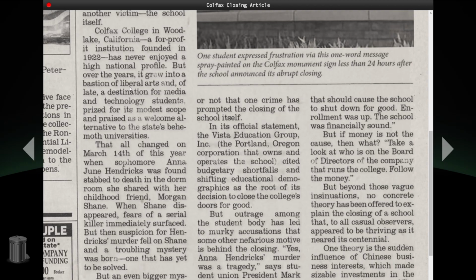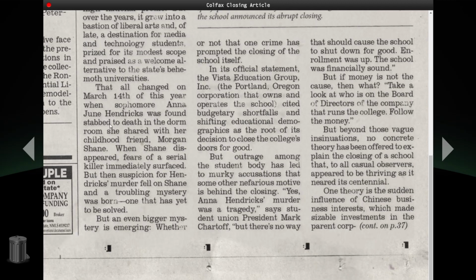But over the years, it grew into a bastion of liberal arts and of late destination for technology students. Prized for its modest scope and praised as a welcome alternative to the state's behemoth universities. That all changed on March 14th of this year when sophomore Anna June Hendricks was found stabbed to death in the dorm room she shared with her childhood friend, Morgan Shane. When Shane disappeared, fears of a serial killer immediately surfaced, but then suspicion for Hendricks' murder fell on Shane, and a troubling mystery was born, one that has yet to be solved. But an even bigger mystery is emerging, whether or not that one crime has prompted the closing of the school itself. In its official statement, the Vista Education Group, Incorporated, the Portland, Oregon corporation that owns and operates the school, cited budgetary shortfalls and shifting educational demographics as the root of its decision to close the college's doors for good.